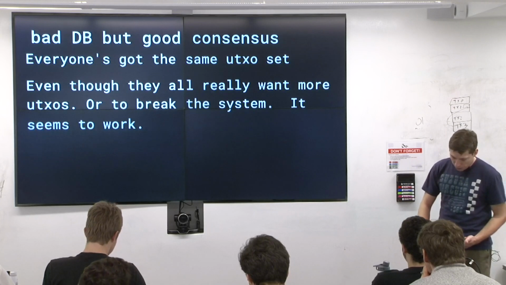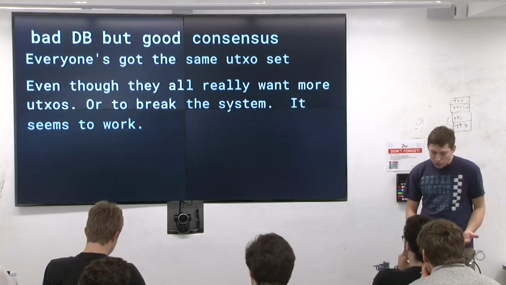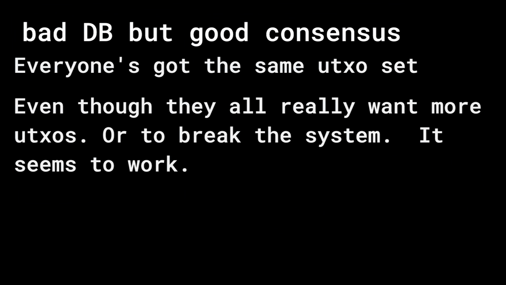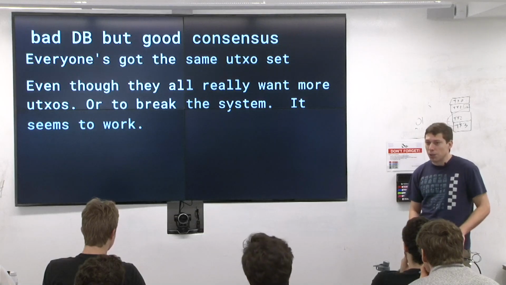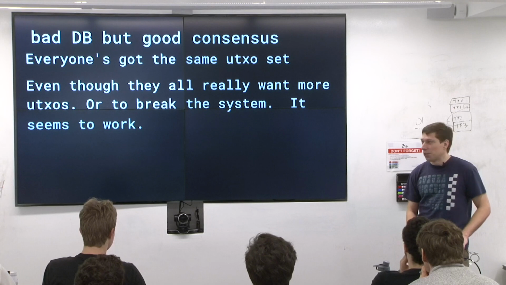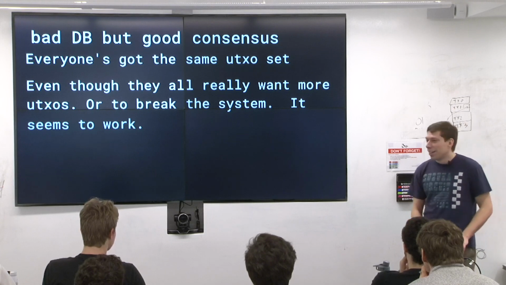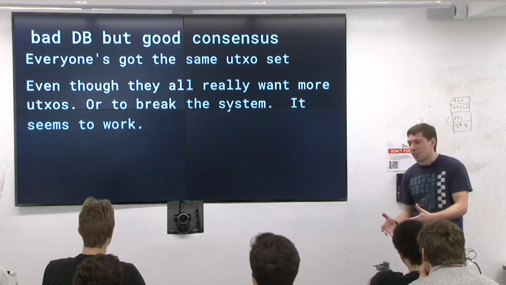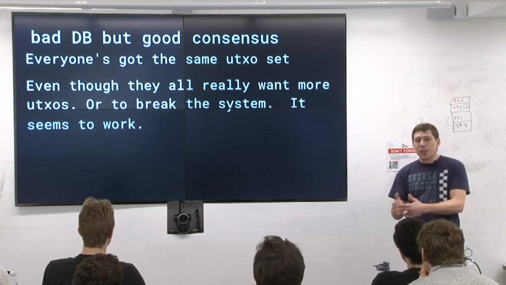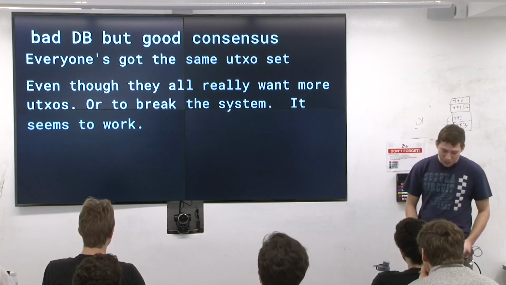Okay, other questions? Yeah, bad database, good for consensus. It kind of works. Everyone's got the same UTXO set, even though they all really would like to change that UTXO set. I would much rather everyone had a UTXO set where I had that 273 coin UTXO. So almost everyone in the system would rather there was a different UTXO set, and yet they all managed to agree on a single UTXO set. So pretty cool.